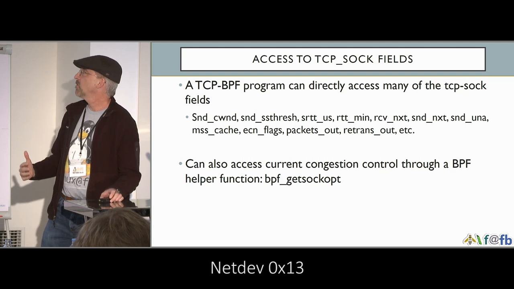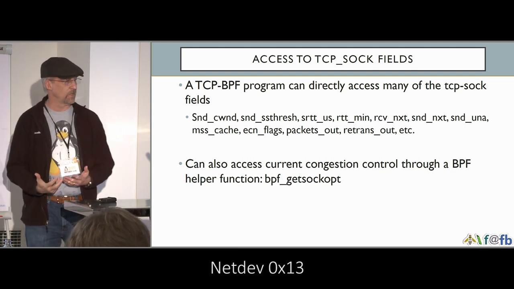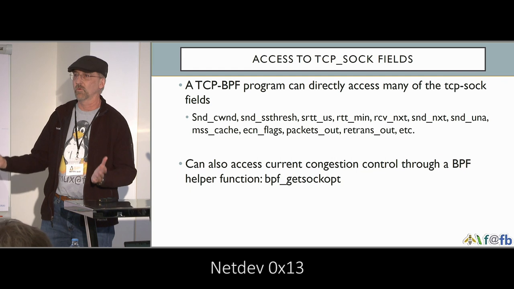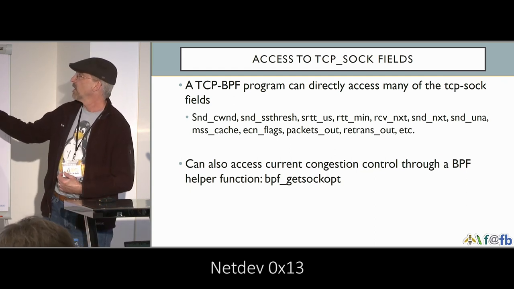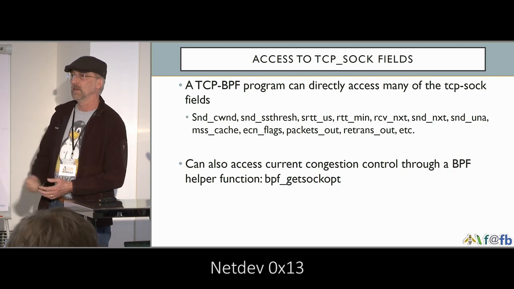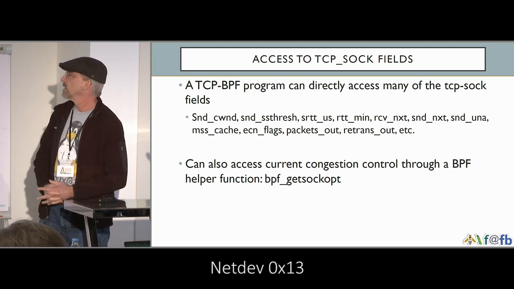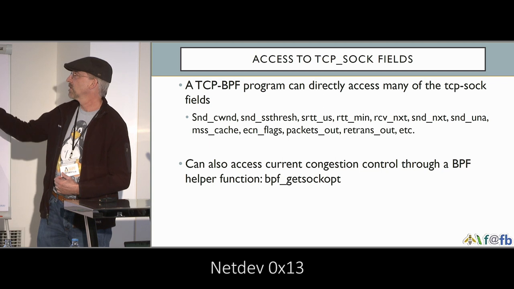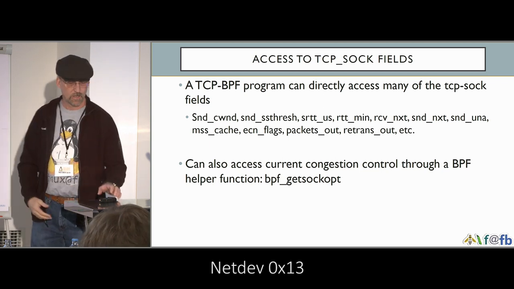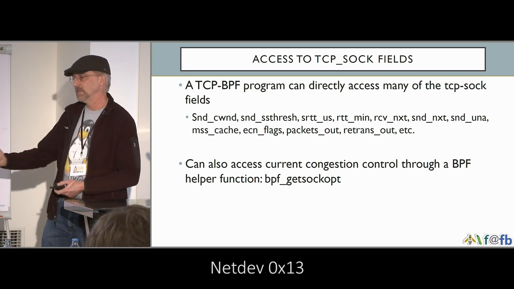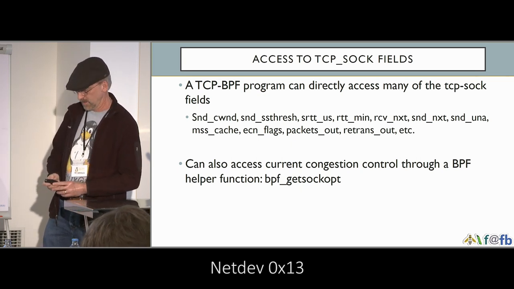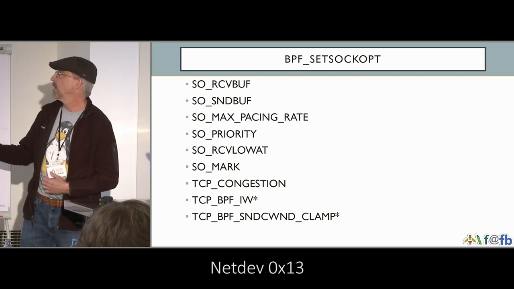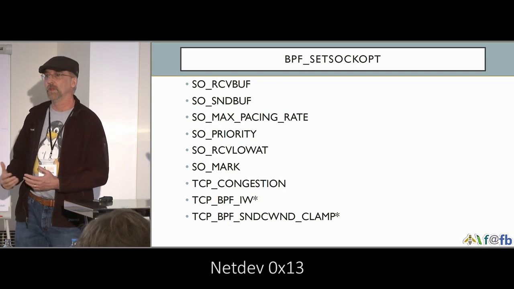And within the TCP BPF program, we have access to a lot of the TCP sock fields. And it's just a read. There's no overhead whatsoever. We want to get a particular field, like send congestion window, send SS threshold, the RTT, it is just a read. No more overhead than that. We can also access the congestion control name through a helper function called bpf_getsockopt. The reason is that it returns a string, so it's not just a simple field read. And we also have support for another helper function, bpf_setsockopt, to change some of the fields where we need to do some checking.